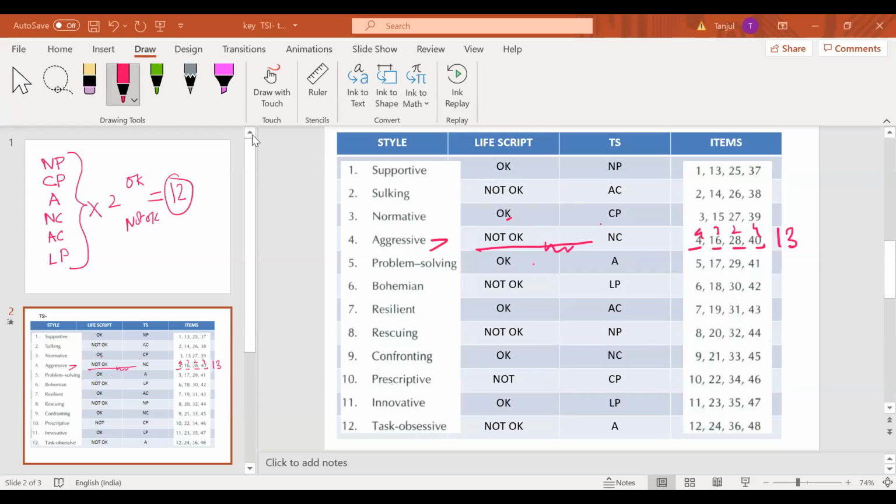Excuse me, ma'am. Yes, you're not audible. Yes. This is Aparna, madam. Thank you, ma'am, for the wonderful explanation.